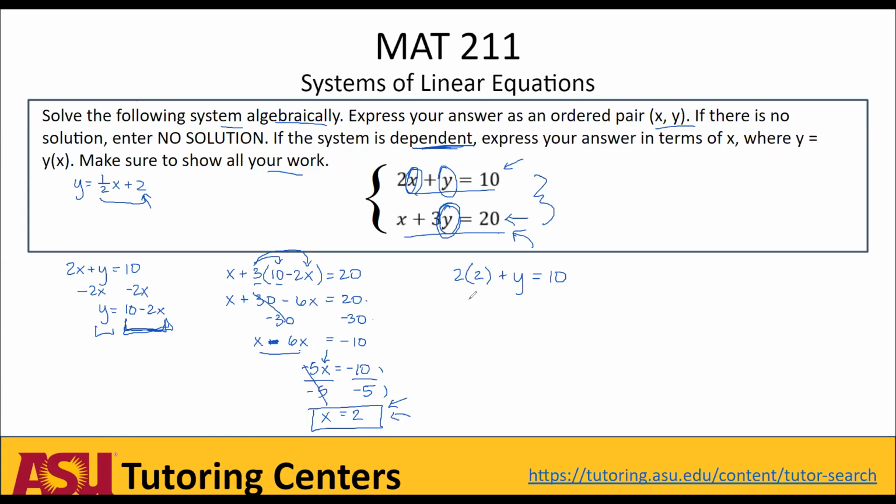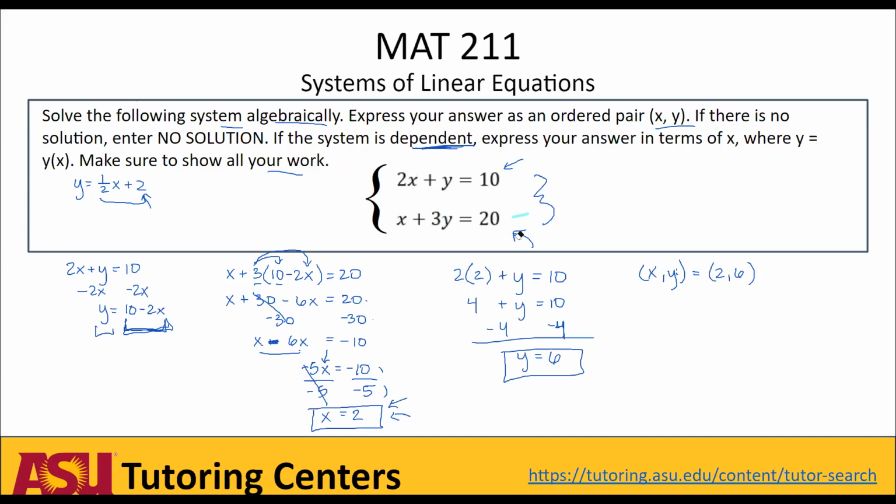So 2 times 2 plus y equals 10. That gives us 2 times 2 is 4 plus y equals 10. And then we can subtract 4 from both sides to get our y alone. And that gives us y equals 10 minus 4 is 6. So y equals 6. So now we know that we have an ordered pair, x, y equals 2, 6. And that ordered pair is the point of intersection between these two equations. Let's clean those up so we can see them again.